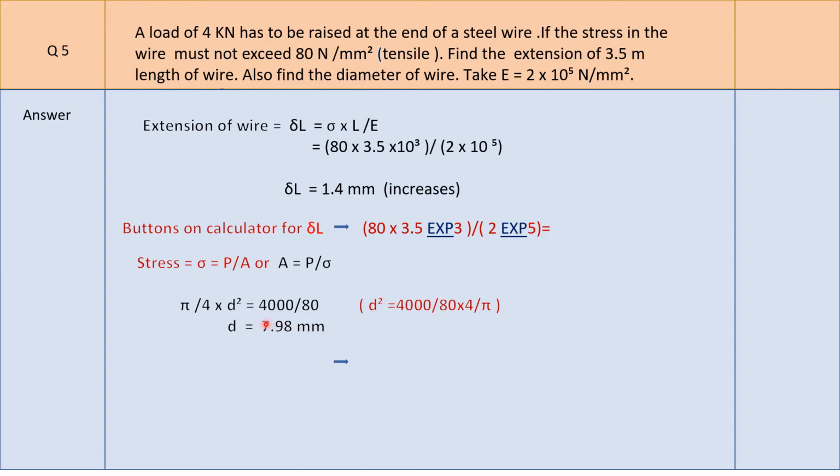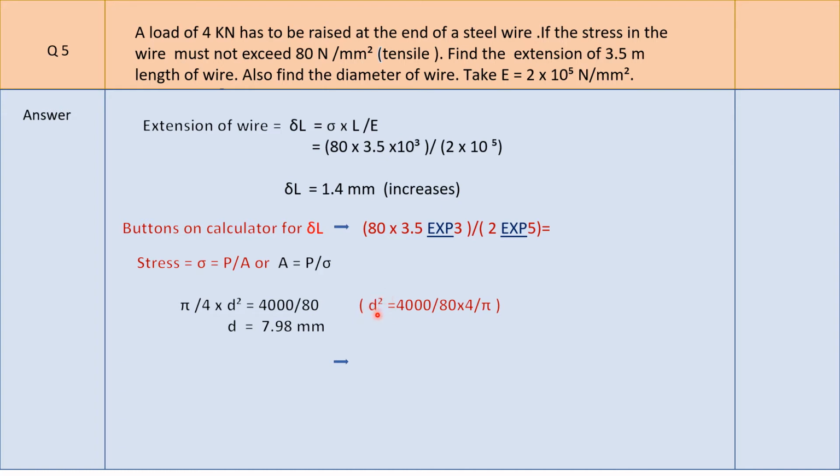Now start from here. In your calculator, 4000 divided by 80, then this 4 when it comes here, it will become into 4. So into 4, pi when you take it on this side, it will become divided by, so press divided by, then shift pi. Then press is equal to, so what the answer you are getting now is d square.